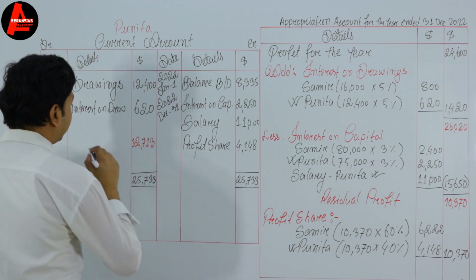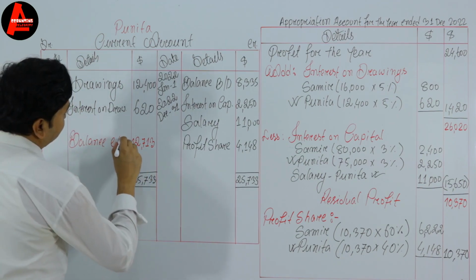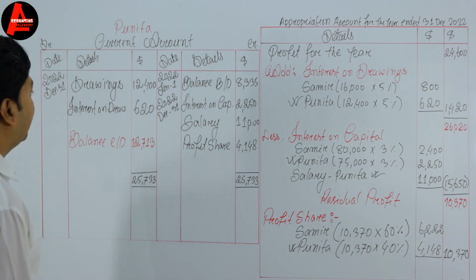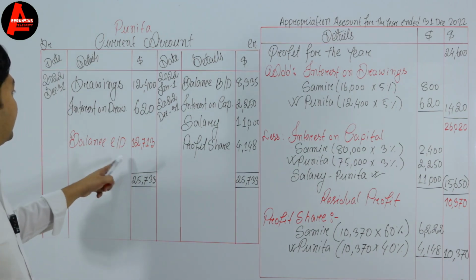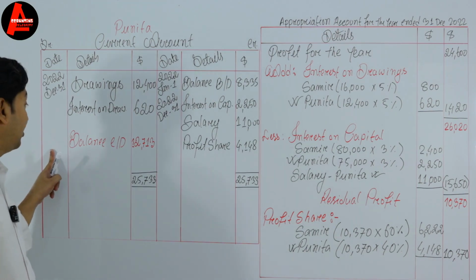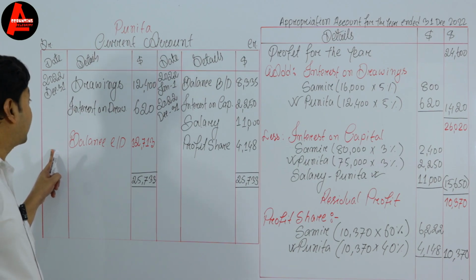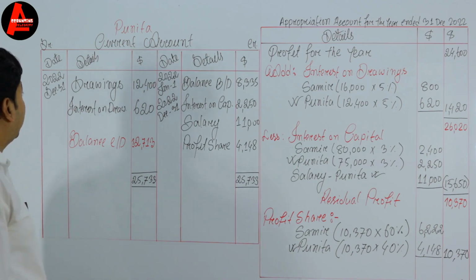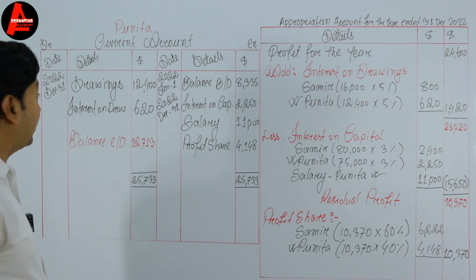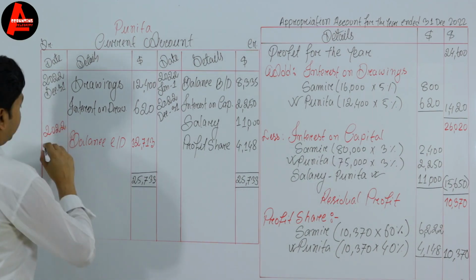We write this closing balance as balance c/d, which stands for carried down, you know already. For this amount we need to write the date. Don't forget to write the date, because if you do not write the date you will lose marks. The date will be the last day of the financial period. It is already 2022 December 31st.